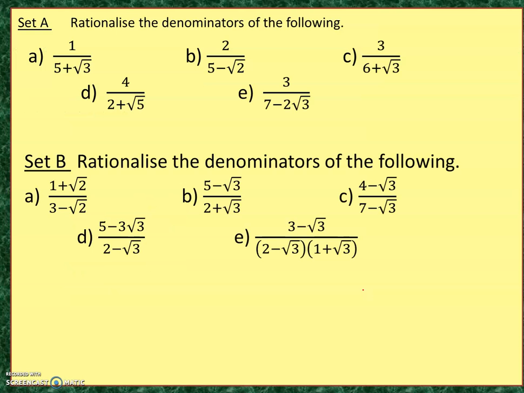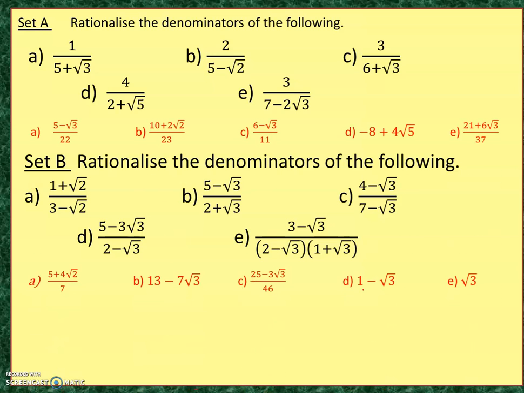And then here are 2 sets of questions for you to have a go at. Set B is just a harder set of questions. You've just got more expanding of brackets to do. The final question, E there, is a little bit different from the rest, but if you simplify the denominator first, you'll see it becomes the form of those other questions and you should be able to deal with it. And here are the answers to those questions.